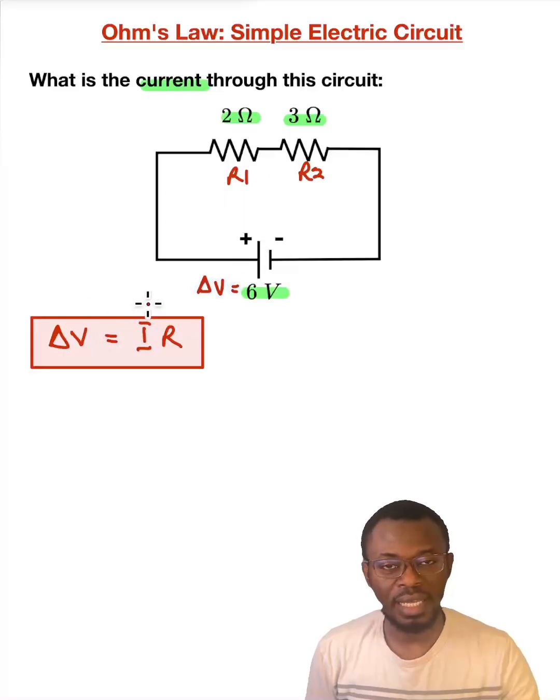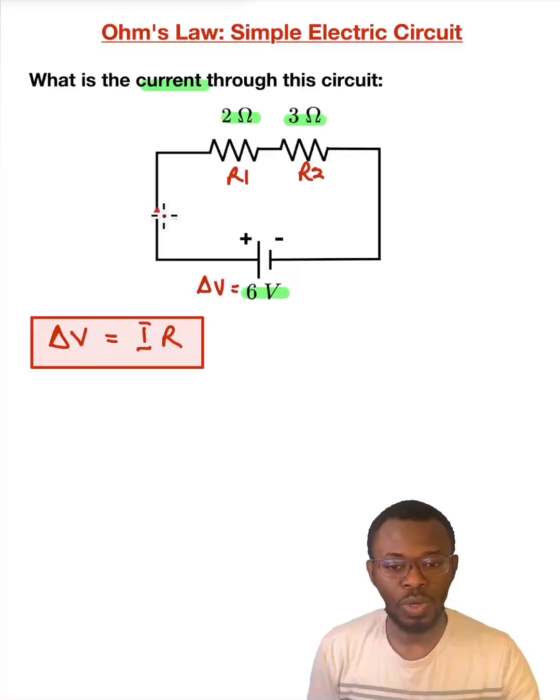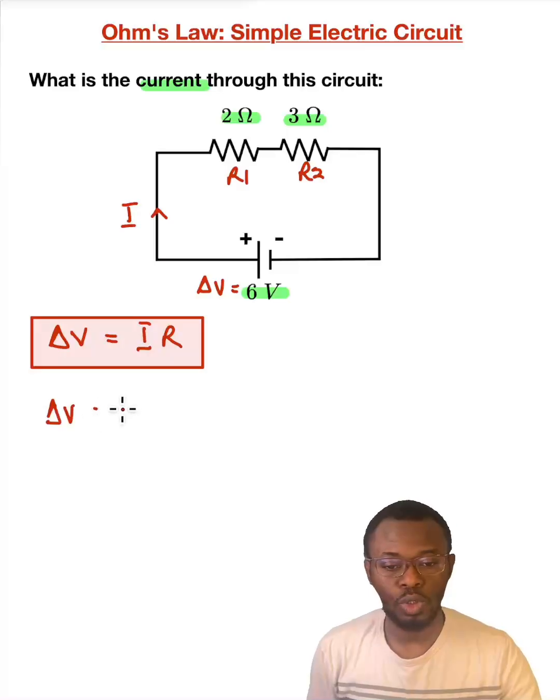But let's analyze this circuit. Since we have a potential difference, the conventional current is going clockwise. So it is going to run from the positive terminal through until it gets back into the negative terminal. So the current I is going to run in this direction, and we can use Ohm's law, which says that the potential difference is equal to the current times the resistance. Okay, so here we have delta V is equal to IR.